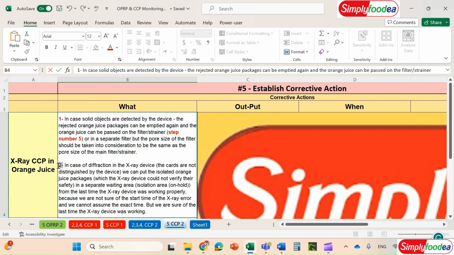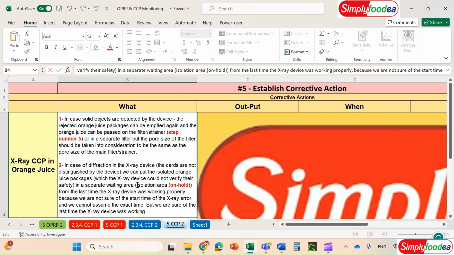But in the other scenario, in case of any defect in the X-ray device itself, or any issue in the device itself, it means that the cards are not distinguished by the device. So we put the isolated orange juice packages which the X-ray device couldn't verify their safety in a separate waiting area, or calling it on hold area, or isolation area, which is very important in the quality part in the warehouses or in the production lines. There must be a dedicated place for the on hold product.